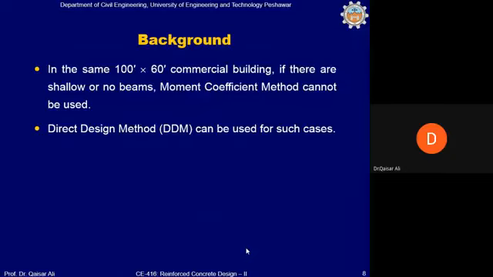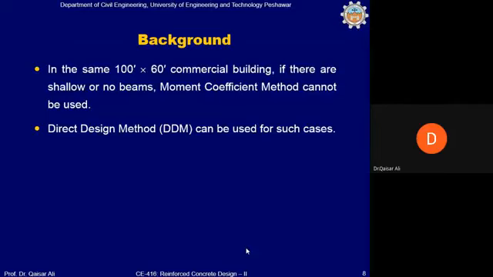If beams are not present, or if beams are very shallow, then the beam stiffness will not be such that it will succeed in preventing or resisting the deflection at those locations. So the moment coefficient method will not be applicable under that condition. You have seen that the moment coefficient method application was very simple, and if beams are stiff enough, which is usually the case, then it can be very conveniently used.